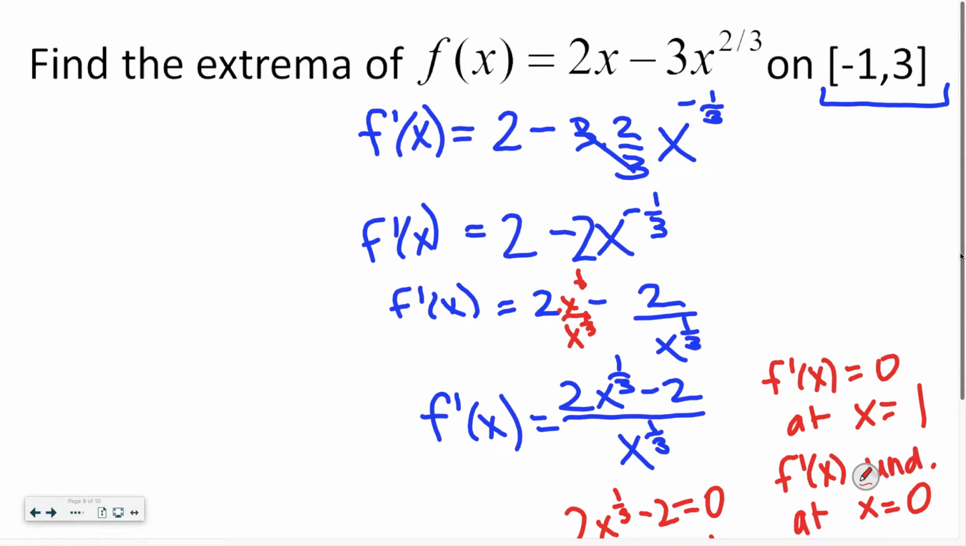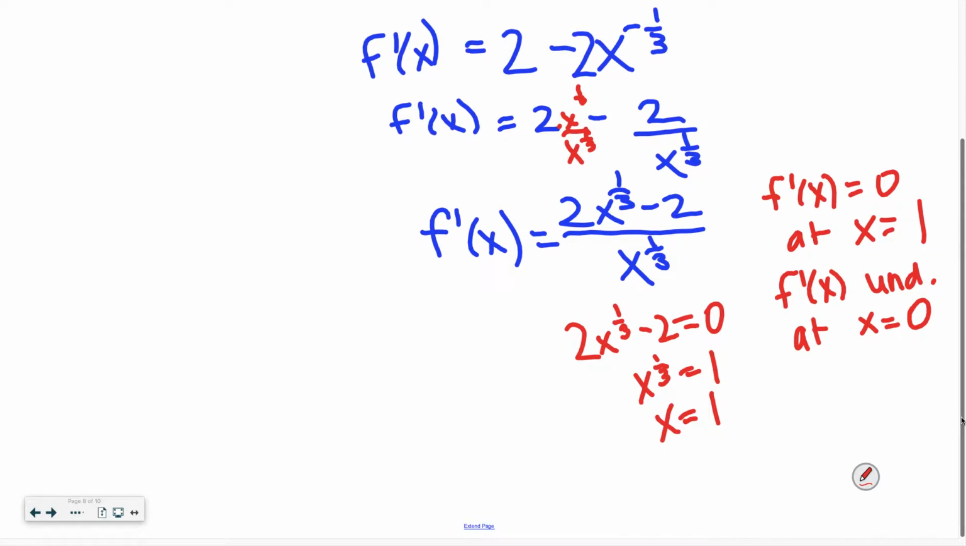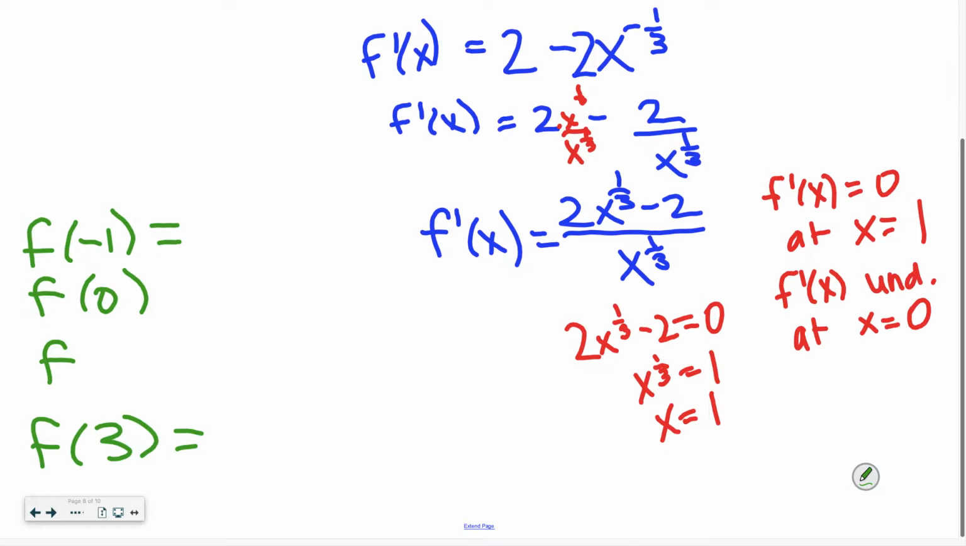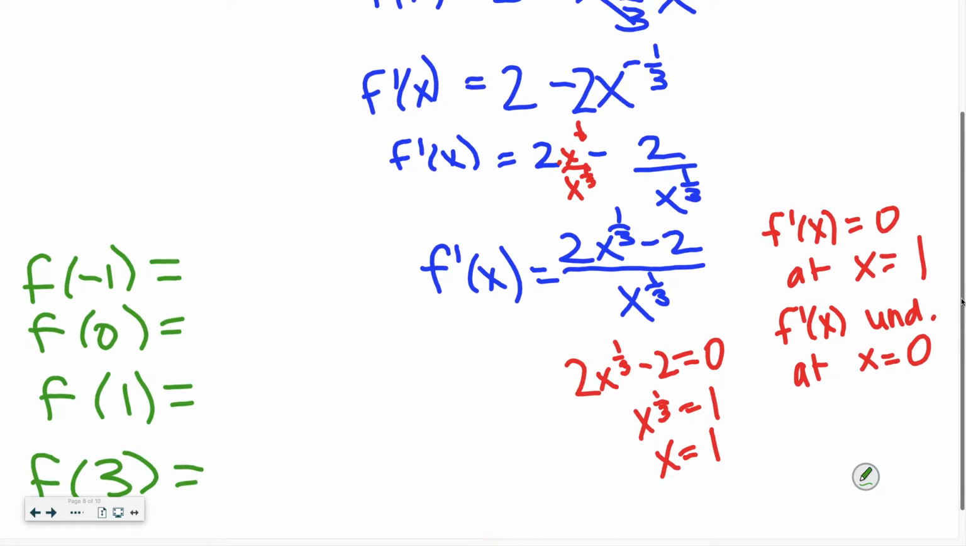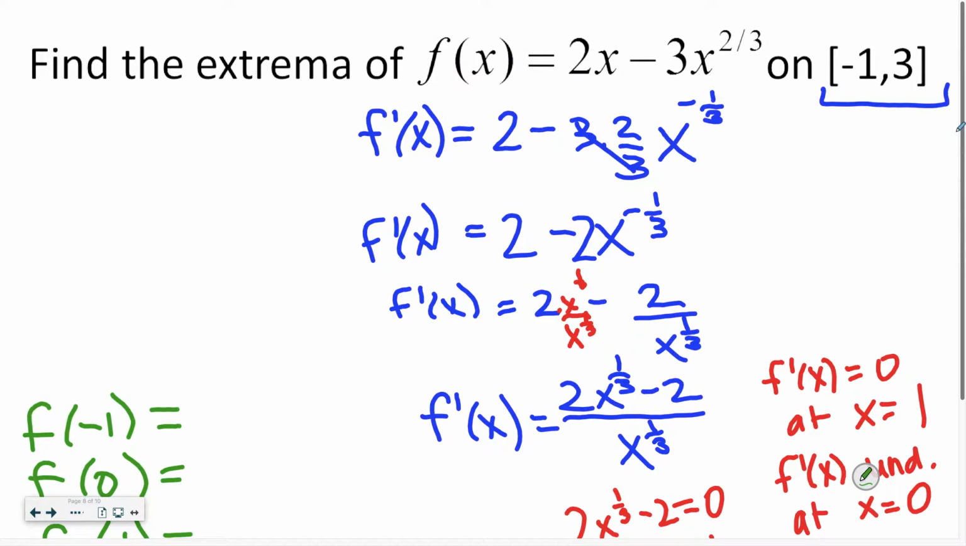We also have an interval from -1 to 3. So we need to find the function values at our endpoints, but then also at the critical numbers. Okay, let's do this. Back up to the function.